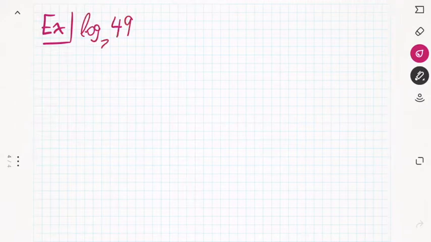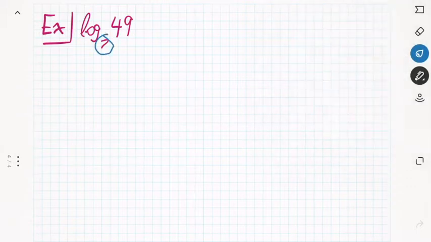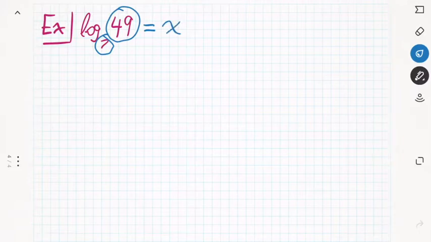All right, let's do a couple examples of evaluating logarithms. So if you have log base 7 of 49, I usually teach it two different ways. One with the question of what power do you raise 7 to get 49? The other way I teach it is I let this thing equal x, and I rewrite it as its inverse. In other words, in exponential form.